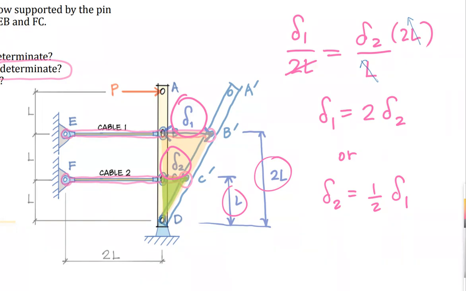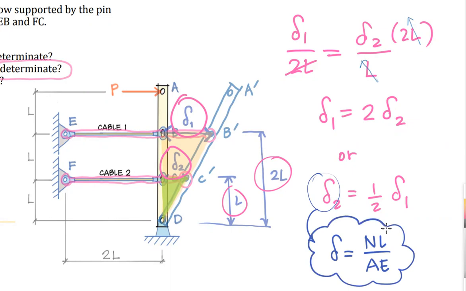Now, if you wanted to complete this problem, the next step would be taking each one of these deltas and expanding them using the definition of axial deformation, delta equals PL over AE.